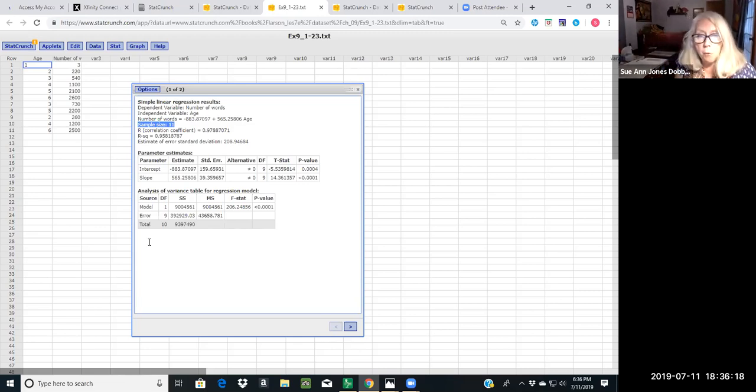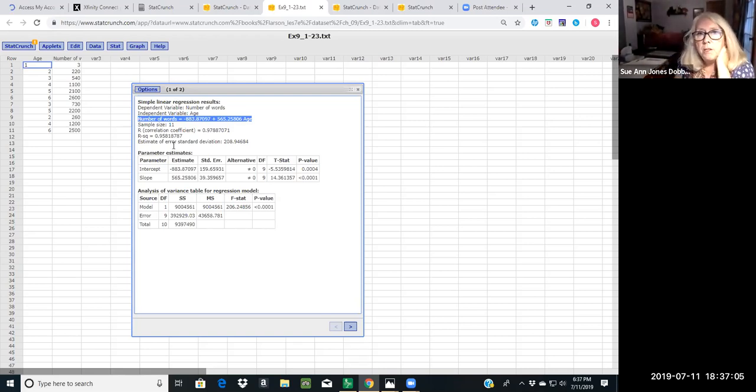Now, the only other thing I want from this table right now, or these results, is this thing right here. Now, they have written out the two variables in words, but I'm not going to do that. I'm going to say number of words, that was the dependent variable, so that's y, equals m is the thing that multiplies by the x value, so it is the 565.26. I've rounded to 2 decimal places. Age was the x value, minus, or you could say plus a negative, 883.87. Again, I've rounded to 2 decimal places.